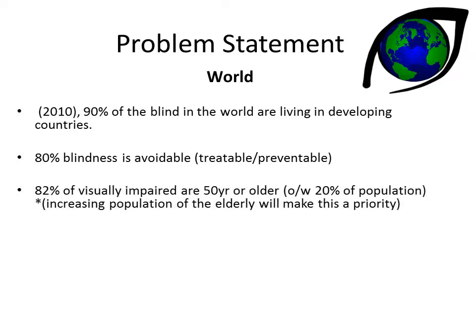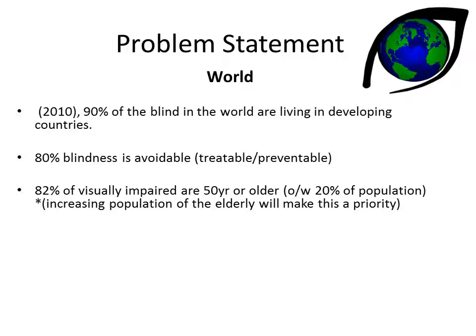82% of the visually impaired are 50 years or above. Otherwise, this age group forms just 20% of the population. But 82% of the visually impaired are in this age group, which means that as the world's elderly population percentage increases, there is a need to increase measures for controlling blindness.